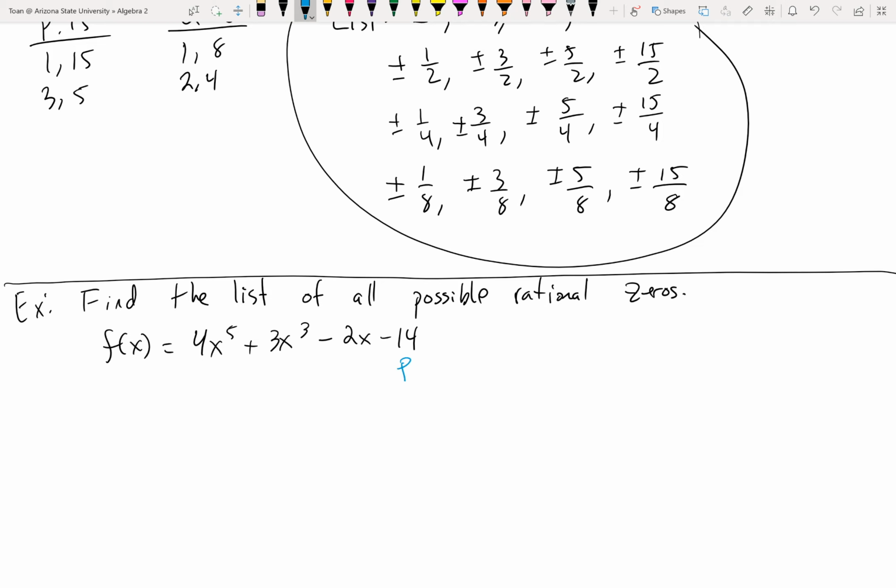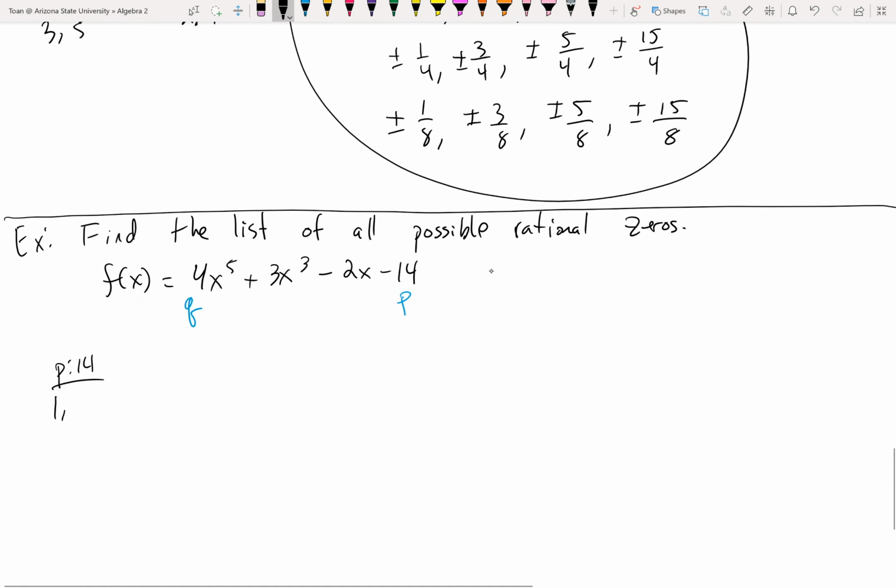So the p-value is the last, the q-value is the first. So p-value of 14, that's 1 and 14, 2 and 7, and I think that's about it. Q-value of 4, that's 1 and 4, 2 and 2, and I don't really need to write it twice, but I did. So let's make our list.